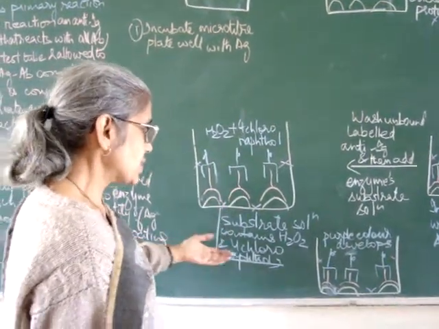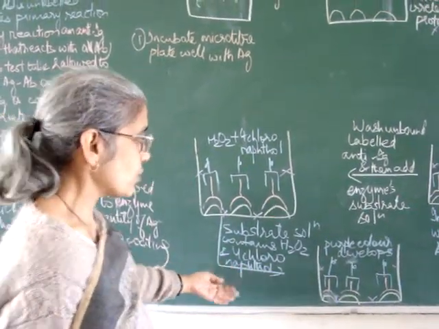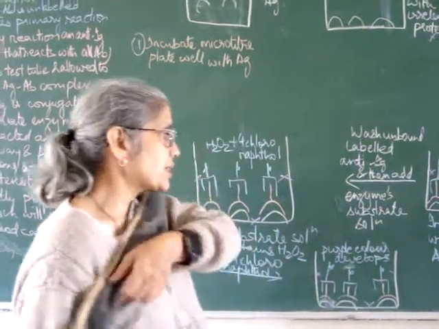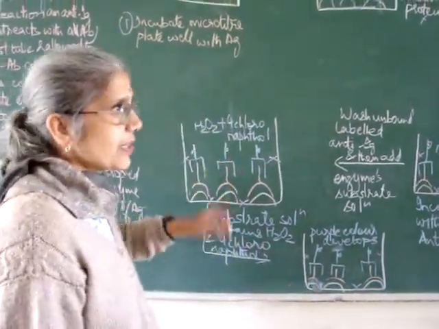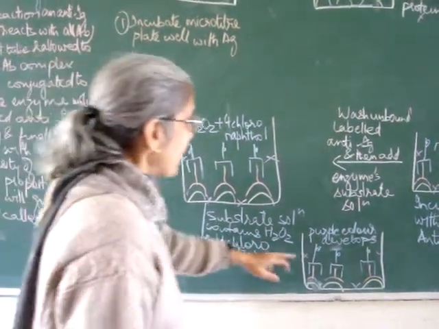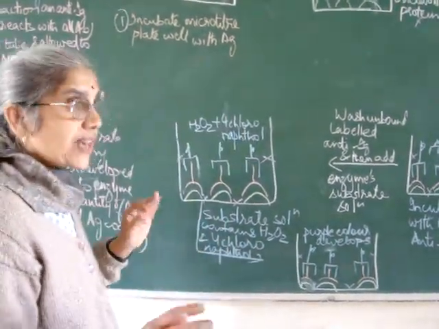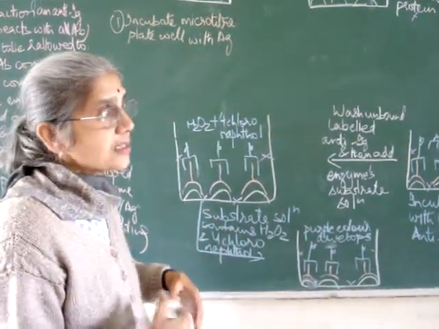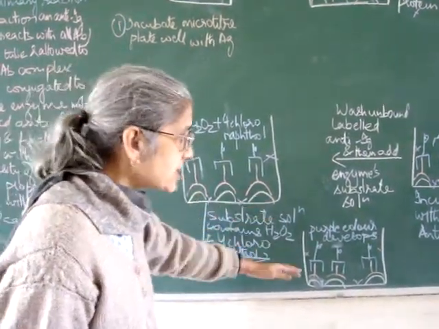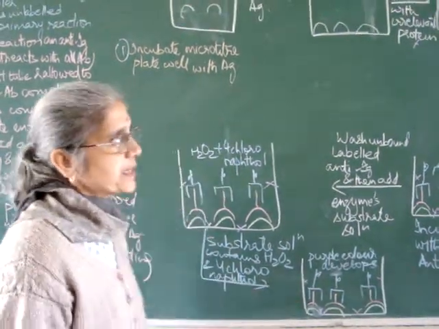So the substrate solution contains H2O2 and 4-chloronaphthol, which produces a purple color if the primary antibody is present, because only then will the secondary antibody be present, and the primary antibody will be present when antigen is present. So the amount of color intensity will tell us about the amount of antigen present in the sample.